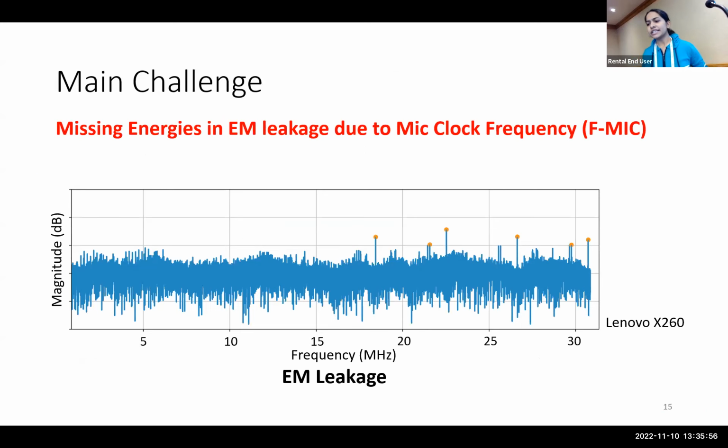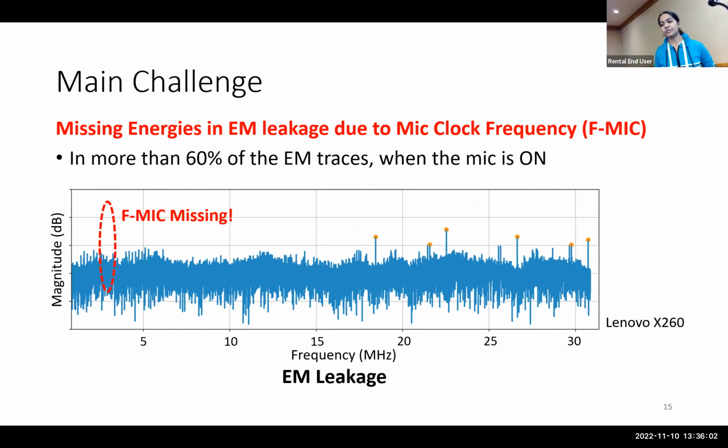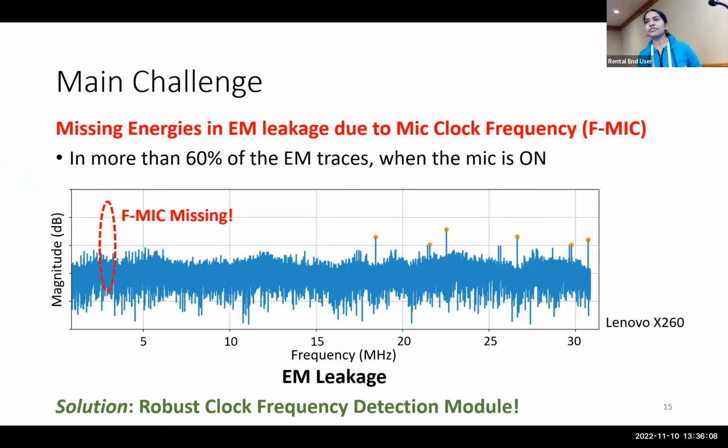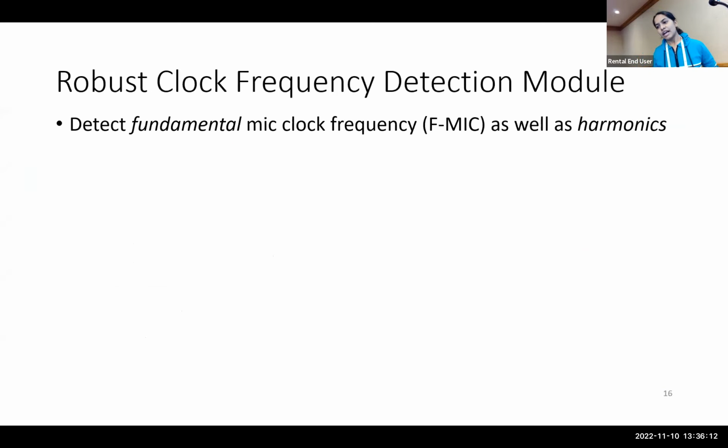So one of the challenges is missing energies in the EM leakage due to the microphone clock frequency. And this is something that we observe in more than 60% of the EM traces that we collect. So in order to solve this problem, we propose a robust clock frequency detection module, which makes use of the fundamental fact that the clock frequency contains the fundamental as well as the harmonics.